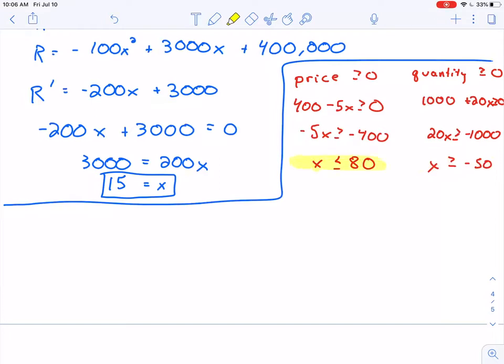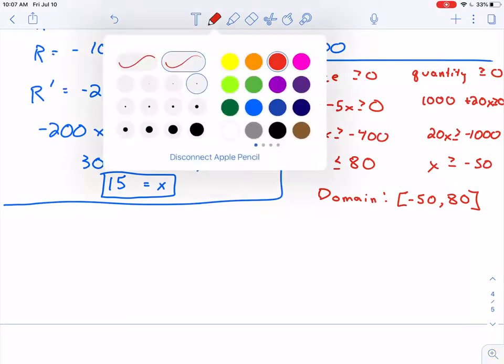And less than 80. So the domain, or the interval of interest here, is negative 50 to 80. These are the x values that make sense for my problem. So I know at this point that I'm working on a closed interval. That means I'm going to take my critical number along with the two endpoints of my interval, plug those into my revenue function, and just pick out the highest revenue because I want to maximize revenue.